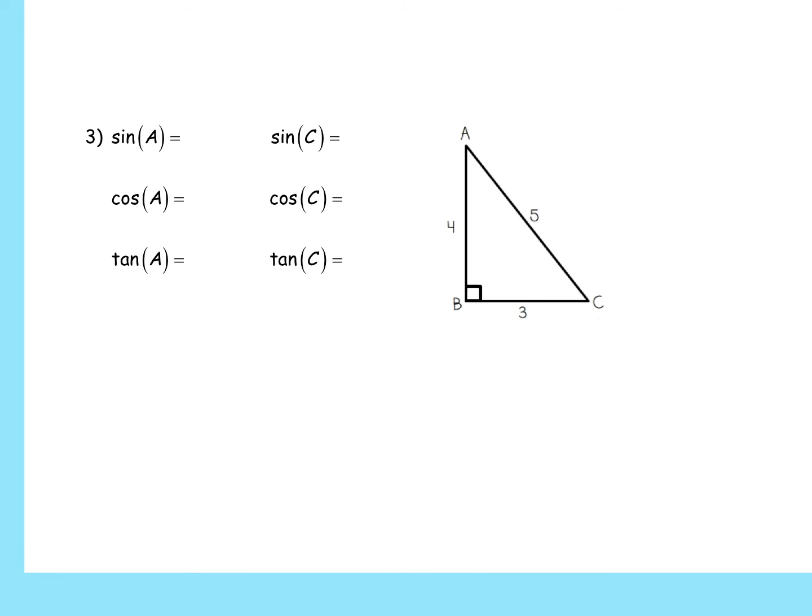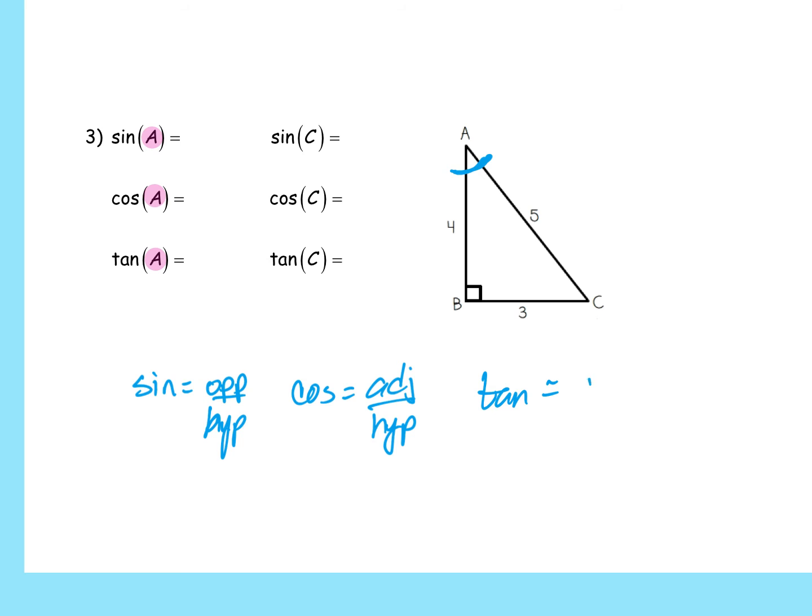Okay, so the first one we're going to do is find angle A here. Angle A is my reference angle. I know that sine equals opposite over hypotenuse, cosine equals adjacent over hypotenuse, and tangent equals opposite over adjacent. So sine is going to be 3/5, and cosine is going to be 4/5.